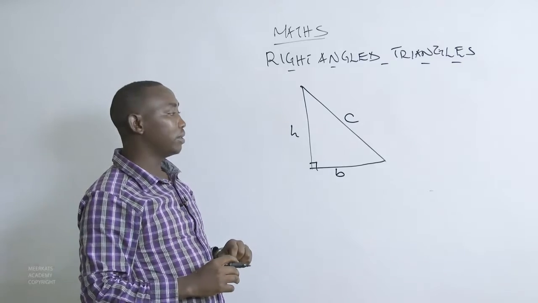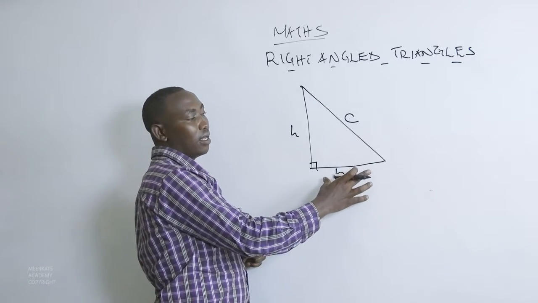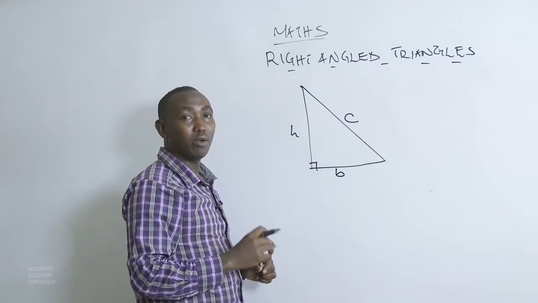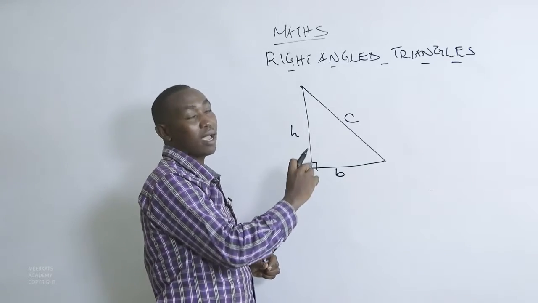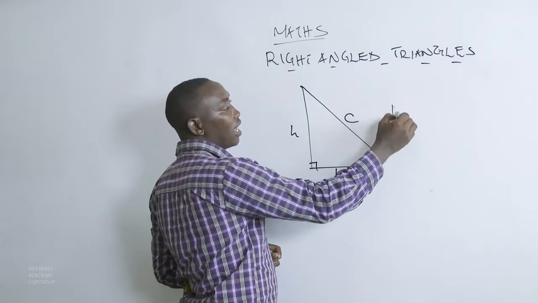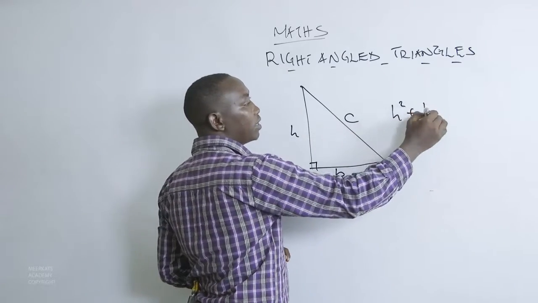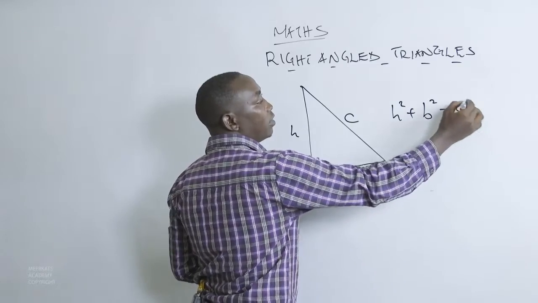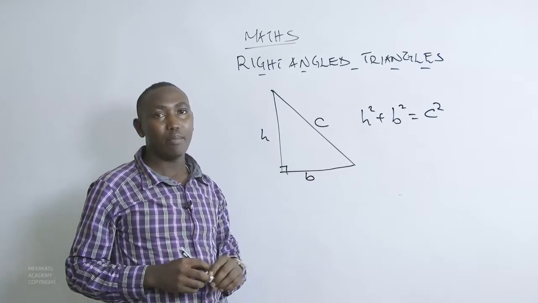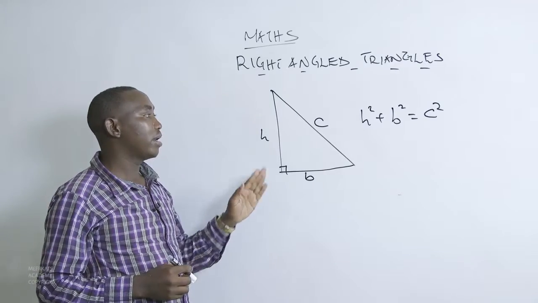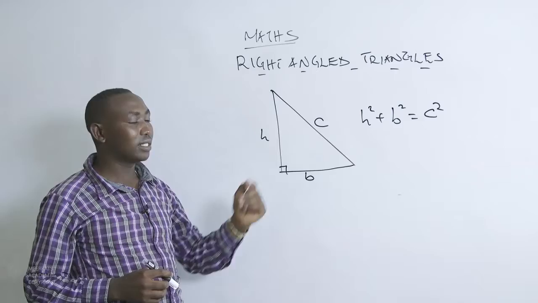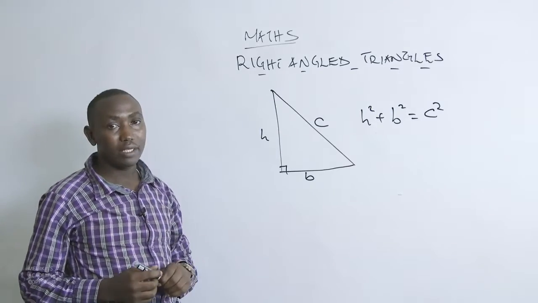Now Pythagoras theorem says that the sum of the squares of the two shorter sides will be equal to the square of the longer side. That is, if we take h squared plus b squared, the result will be equal to c squared. We are also able to use the Pythagoras theorem to find the given length of a right angle triangle, be it the longer side or be it the shorter sides.